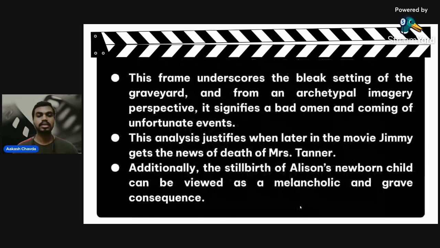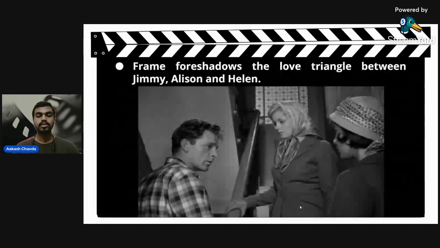So yes, this analysis is justified when, later in the movie, Jimmy gets the news of the death of Mrs. Tanner. This particular frame makes a triangle between the three characters, which foreshadows the love triangle between Jimmy, Helena, and Allison, which is also significant. We can see the symmetry of the triangle.